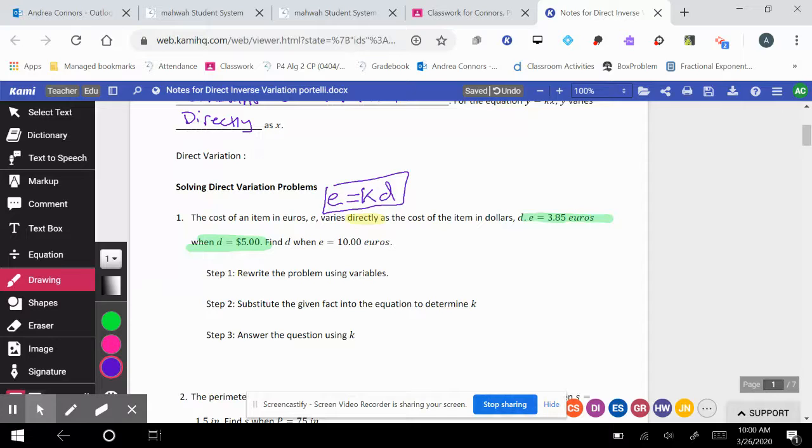So now we're going to use this information right here. E equals 3.85, so I'm going to plug in for E. So 3.85 equals k times D, so I still don't know what my constant of variation is. And your D is 5. So to solve for k, divide each side by 5. So you do 3.85 divided by 5, which is 0.77. So your k is equal to 0.77.